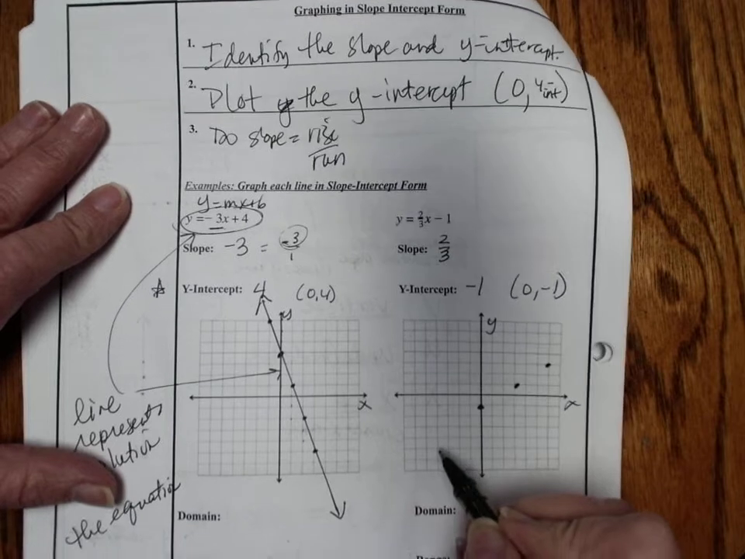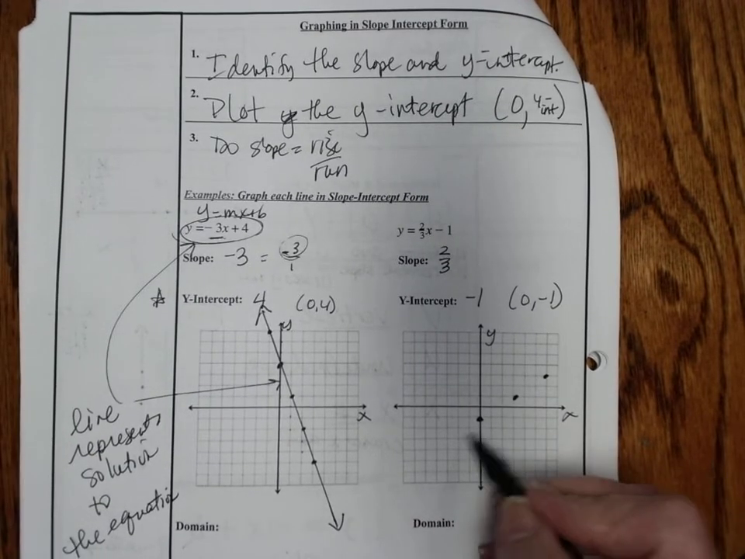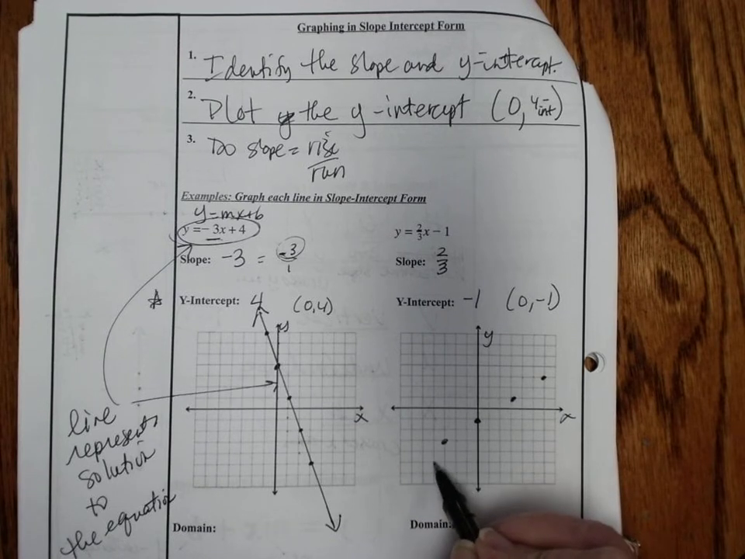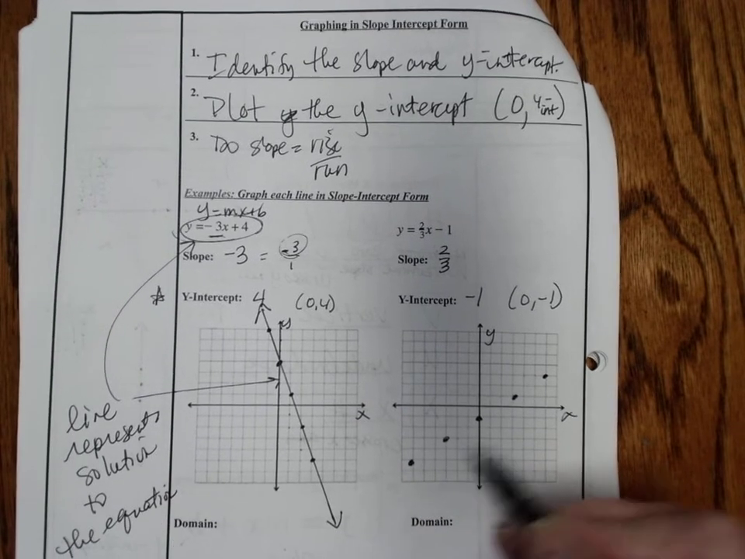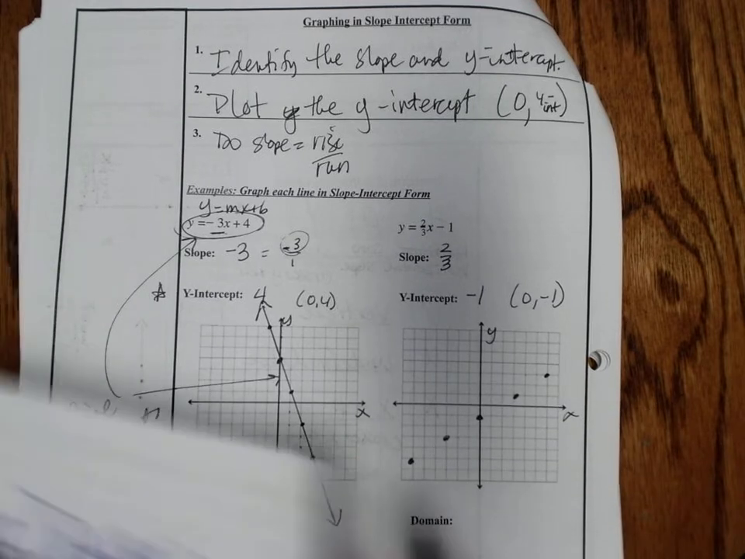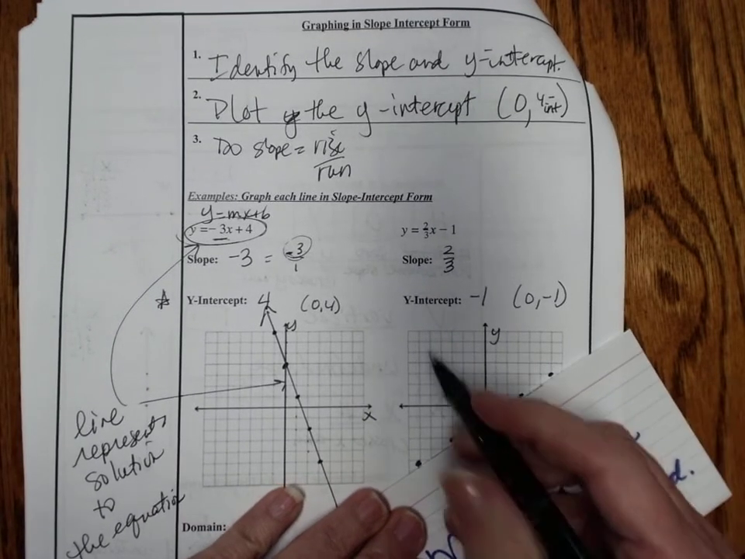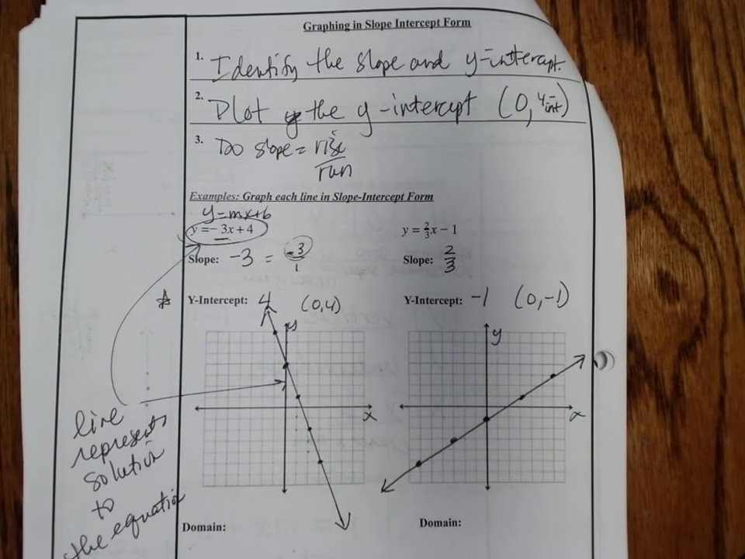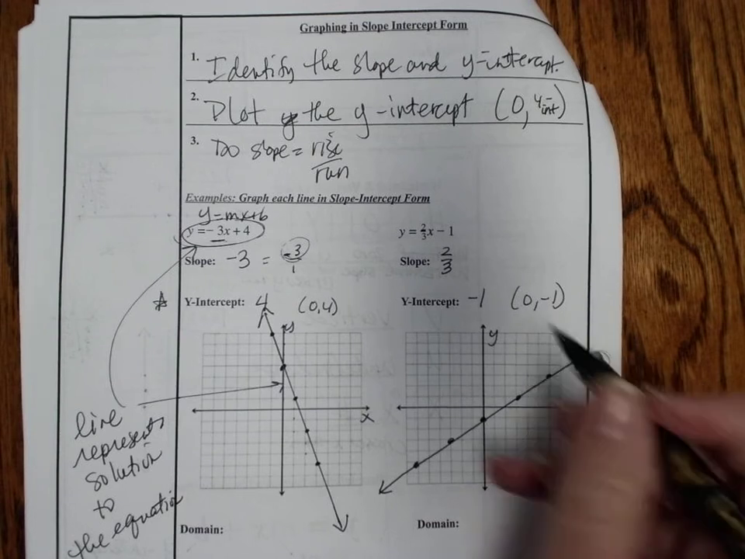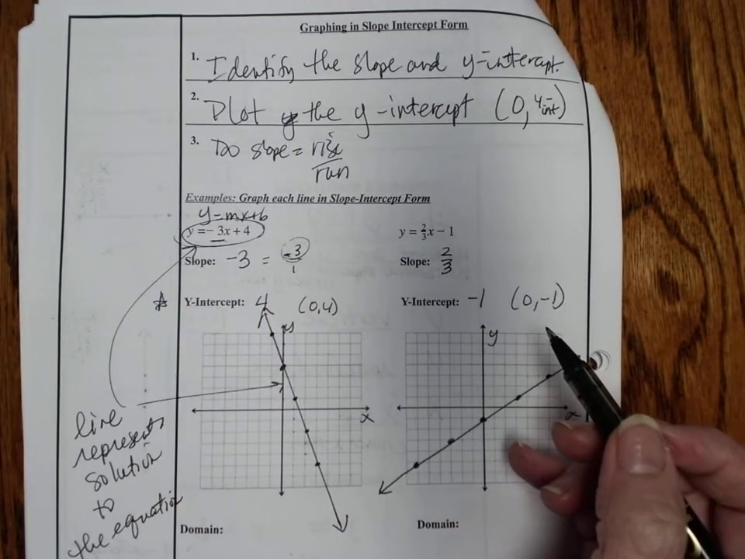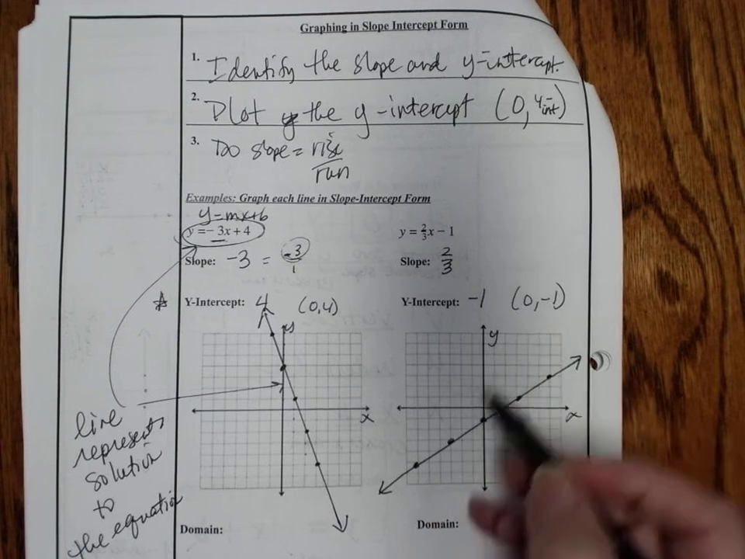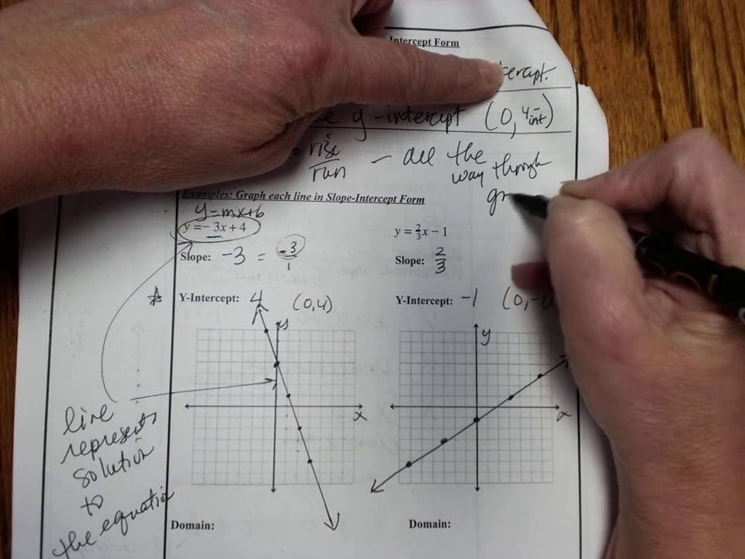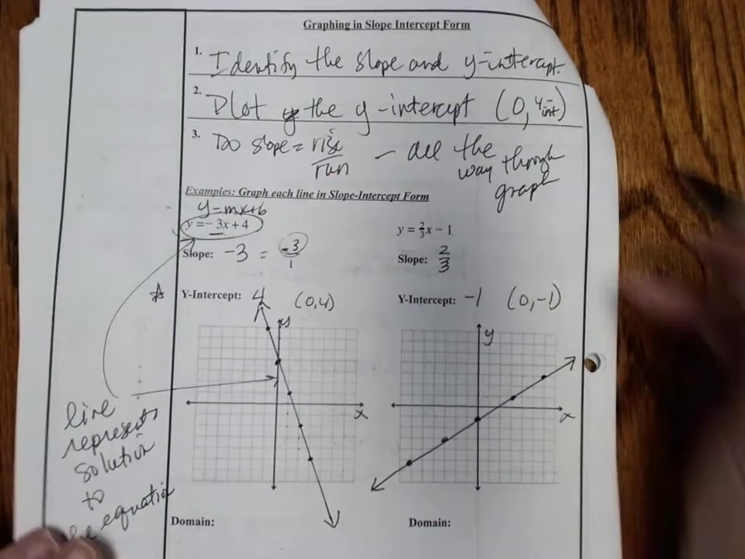And then over here I need to plot. I don't want you just to do 2 plots and think it's straight because it'll probably get off. So go down 2, left 3, down 2, left 3. So your dots should go all the way through your graph. All right, so do slope over and go all the way through the graph.